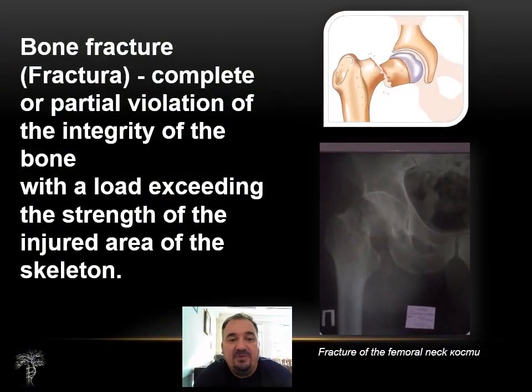So, what is a fracture? In Latin, fractura. A fracture is a complete or partial violation of the integrity of the bone tissue under a load exceeding the strength of the injured part of the skeleton.